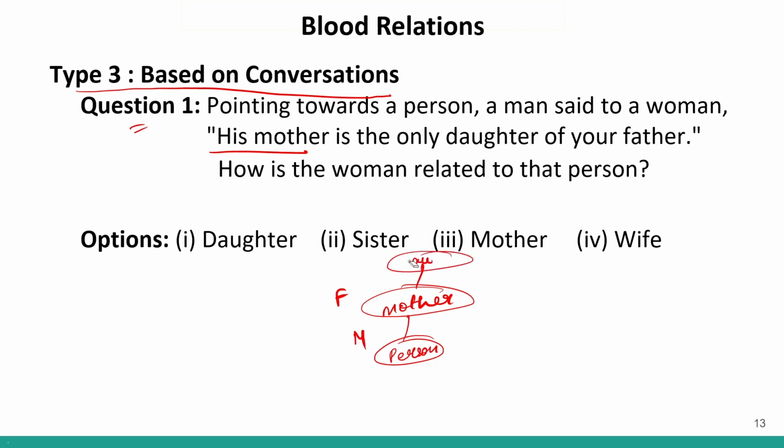If the father has only one daughter, that means the mother will be herself. Correct? Only daughter means the woman will be herself. So we have to find out how the woman is related to that person. The woman will be the mother of that person. So the answer will be option number 3, mother.